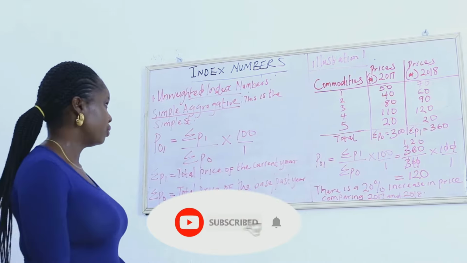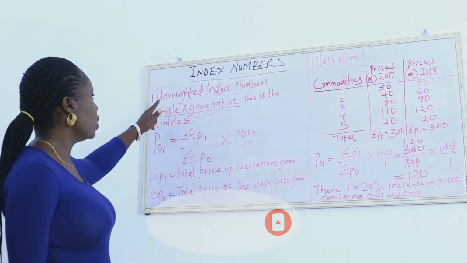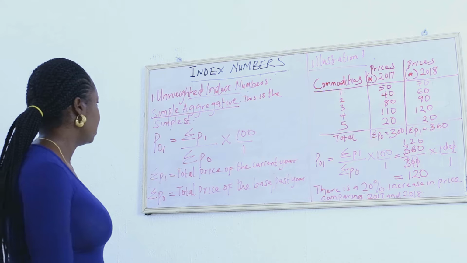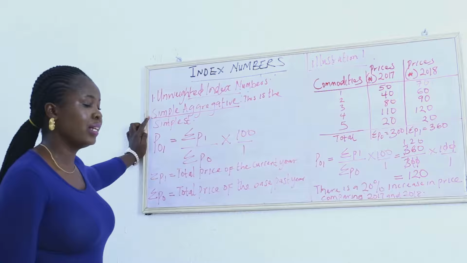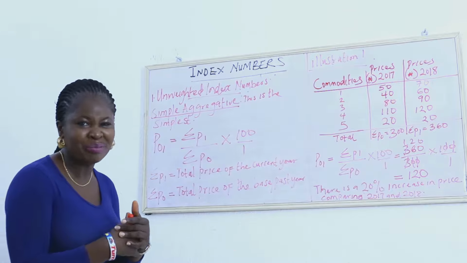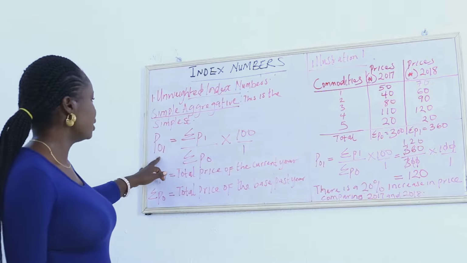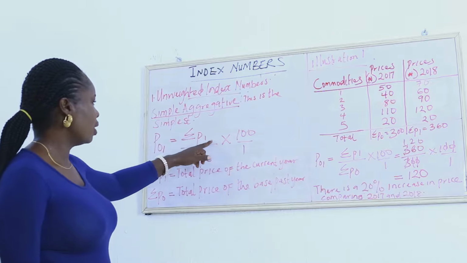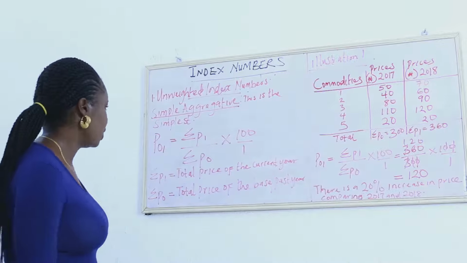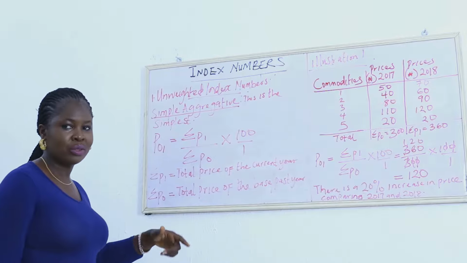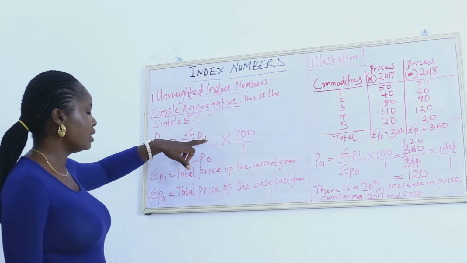Okay, taking each of the methods of constructing index numbers, we are starting with the unweighted index number. Under unweighted index number, the first one is the simple aggregative method, and this is the simplest form of using index numbers. The formula says summation of p1 all over summation of p0 times 100 all over 1. What is p1 and what is p0? Summation means the total of all the prices of the current year.